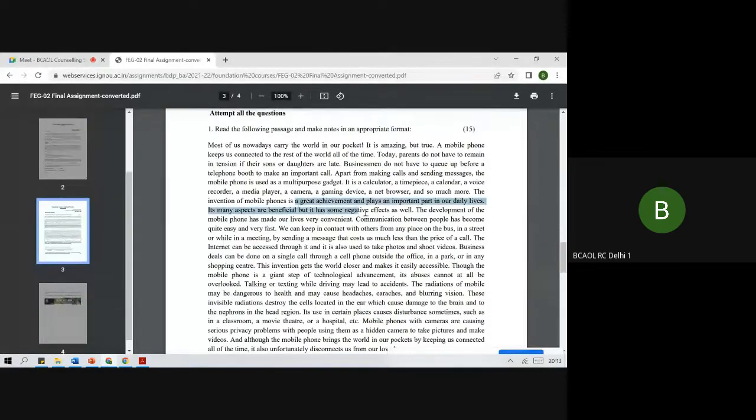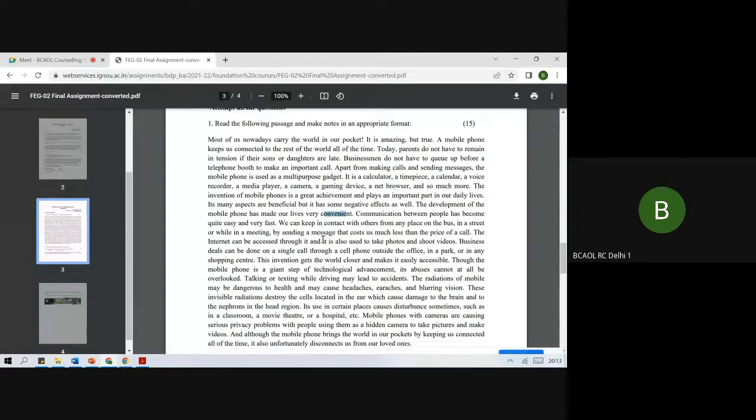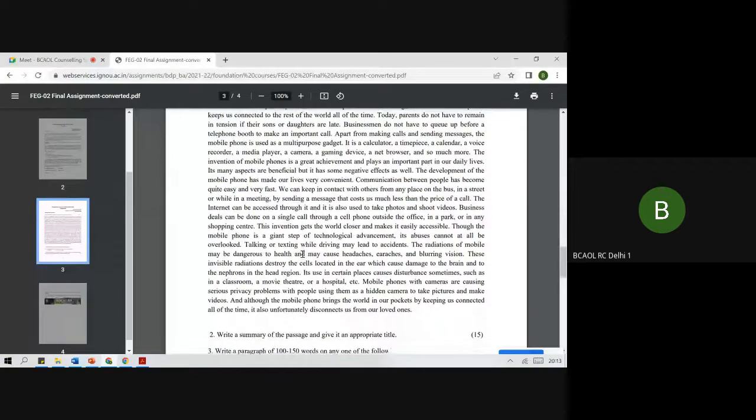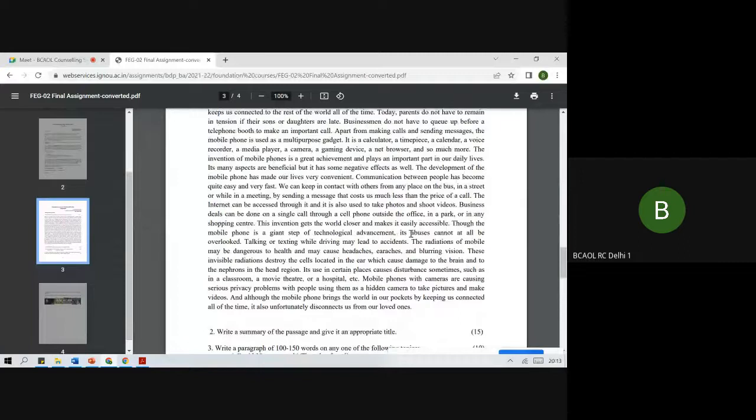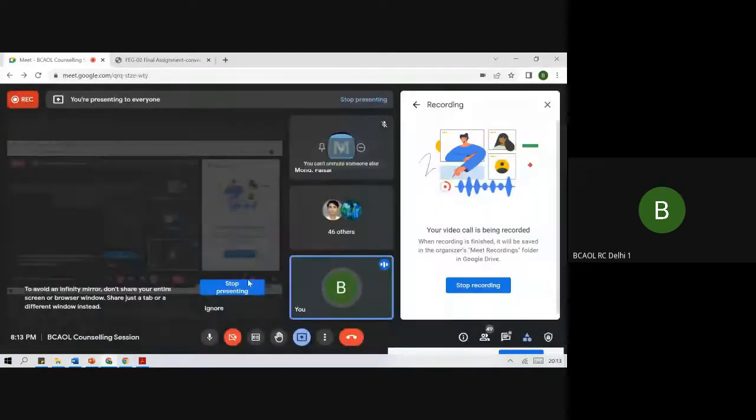What are the merits? It made our life convenient. Communication between people has become more convenient, such as communication has become easy. Yeah, and these are the merits points. And what are the demerits points? Abuses. Okay, demerits or abuses of this particular device.